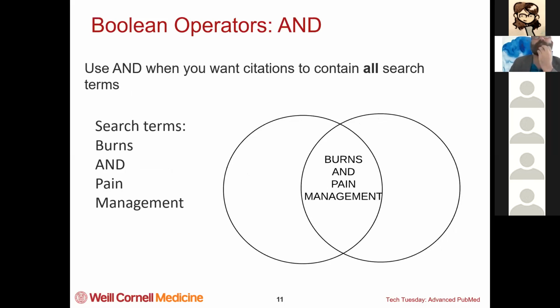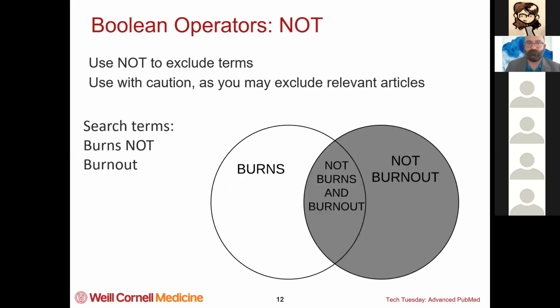So next we have AND. We use AND when we want to find citations that contain all of our search terms. We often use AND when we're combining different concepts in our search. So in this search on burns and pain management, PubMed will only retrieve citations that include both these terms, burns and pain management. You should also note that AND is the default operator in PubMed, so it will be automatically inserted between your search terms if you don't enter another Boolean operator. Next slide, please.